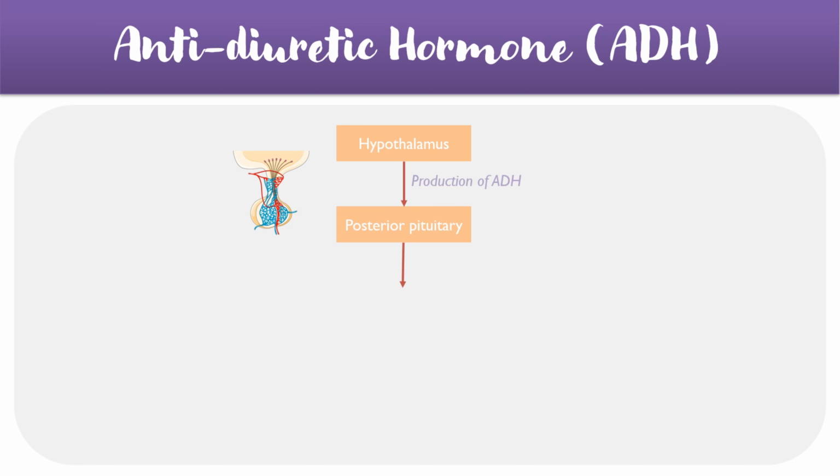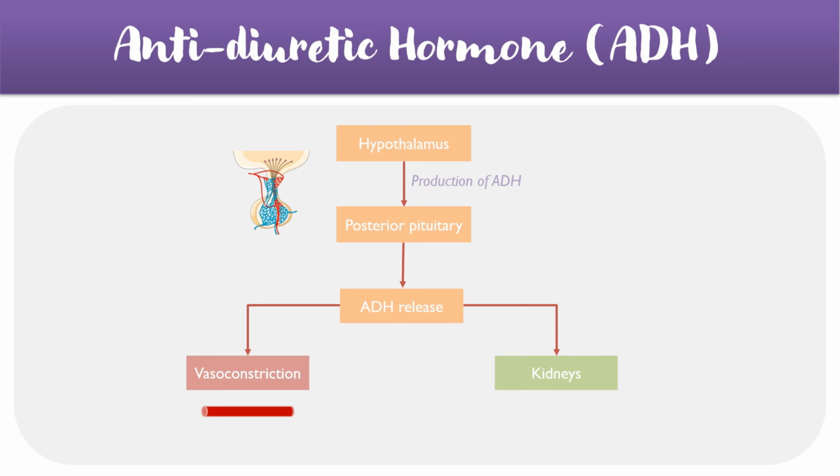So what normally happens is that the hypothalamus produces ADH, and it's then stored in the posterior pituitary gland and released when necessary. This ADH has two main effects, the first being increasing vasoconstriction, where blood vessels constrict to increase blood pressure, and the second being to activate the kidneys, and more specifically, the collecting ducts of the kidneys. And you can see from this diagram that the collecting duct is the end part of the nephron.